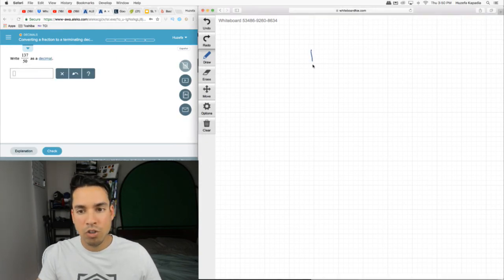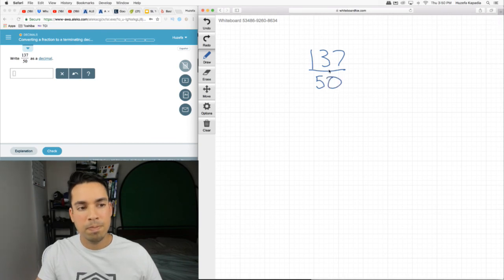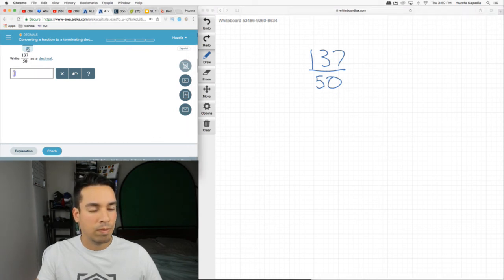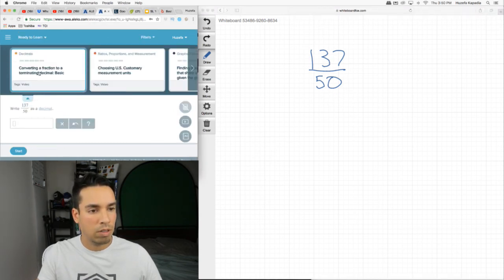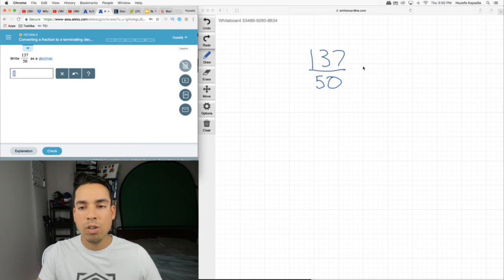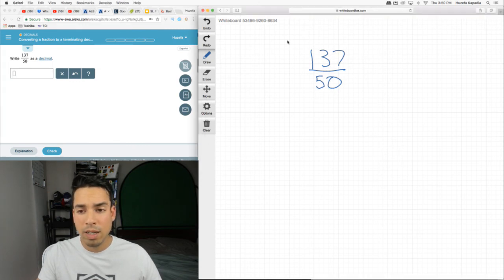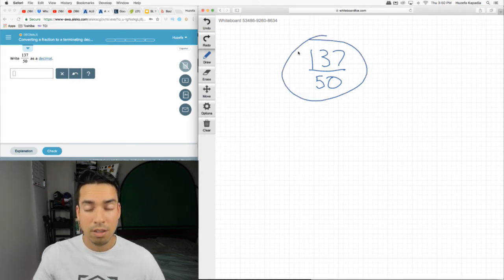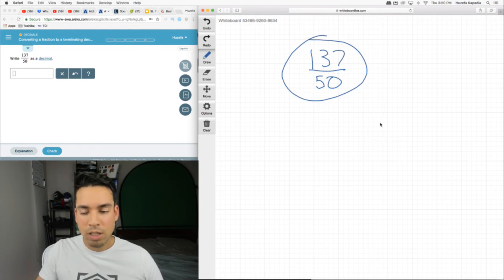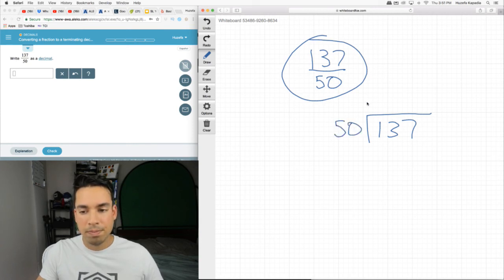Okay, let's do 137 over 50 as a decimal. How do we convert this to a decimal? So when we're converting to a decimal, let me just read the description of this. Yeah, all right. When we're converting to a decimal, all we got to do is recognize that what a fraction is. A fraction is just a division problem. Convert it to a decimal, carry out the division. So we have 137 divided by 50. Okay.